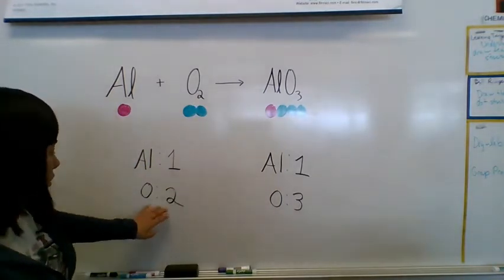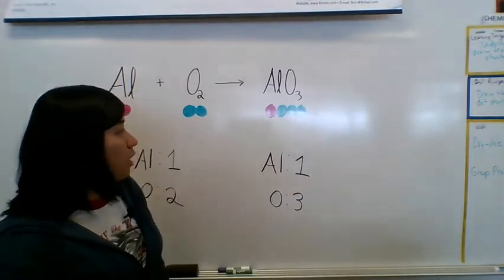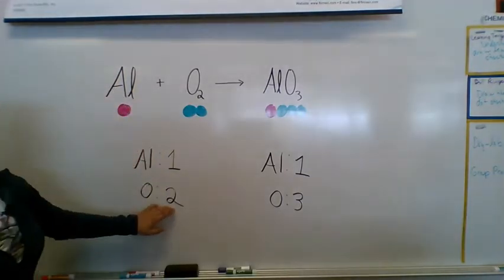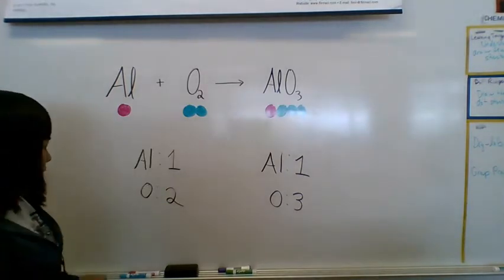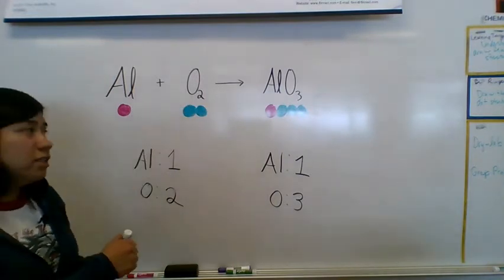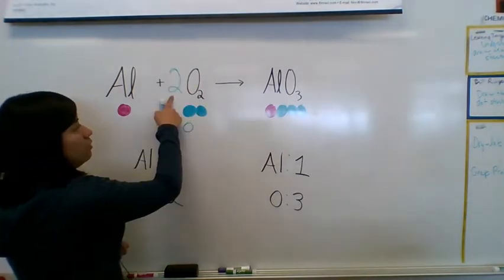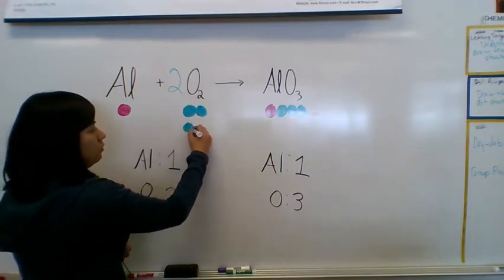And now let's look at oxygen. So you have 2 on the reactants and you have 3 on the product. Since this is the lower number, I'm going to work with the reactants. So right now I have a coefficient of 1 that is not written. So I'm going to increase that to 2. Since I have 2 of O2, I'm going to add another O2.